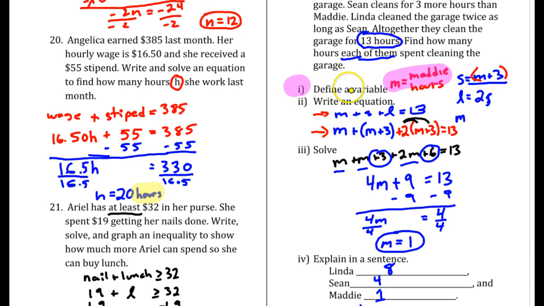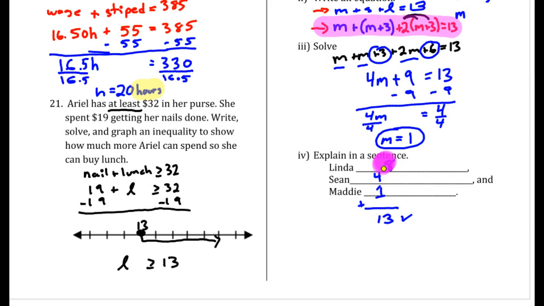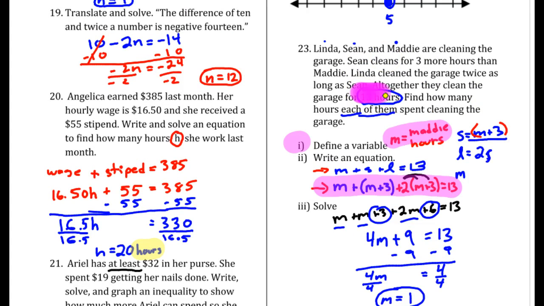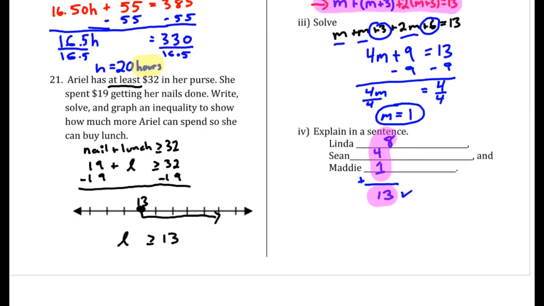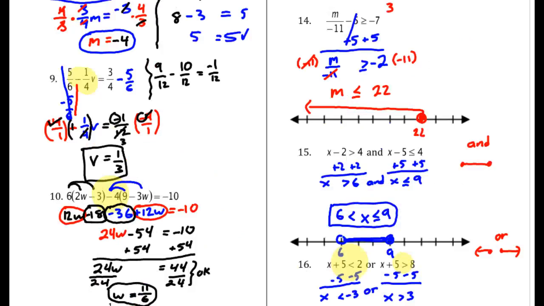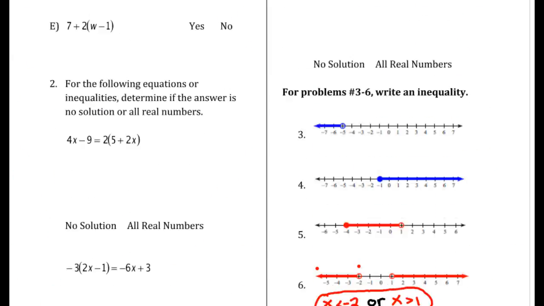So step 1, define a variable. Make sure you say m equals, and what it stands for. Write an equation. Make sure you write an equation. And you must use the bullet points that you've been given. And of course, at the end, make sure your answer makes sense. If it says they add up to 13 hours, make sure your answers add up to 13 hours. Otherwise, there's something wrong. And so you should not turn in your test until you've checked all these and made sure everything is right.